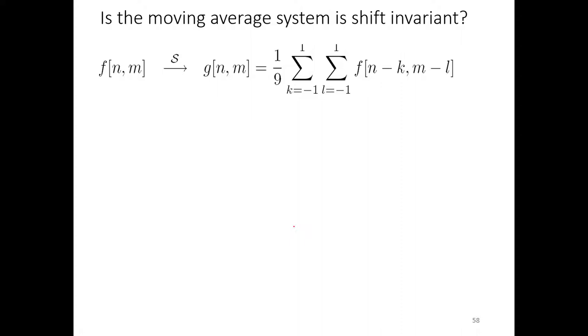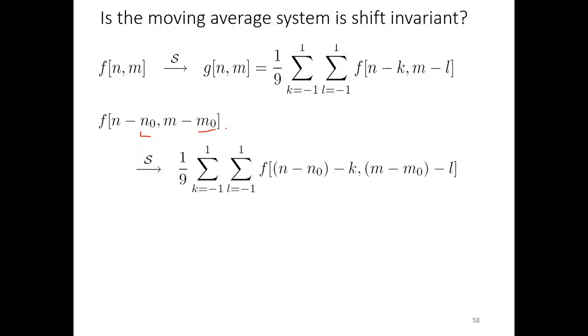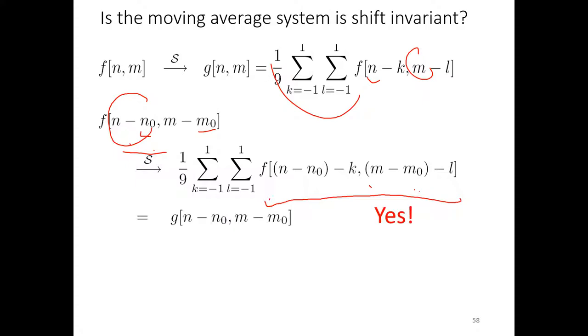Of course, we can just try to verify that from the definition. If I have shift invariance, let's say I first shift the image by m naught pixels, and then apply the operation to the shifted image. Essentially I just replace m by m minus m naught here. If I look at this, what is this? This is actually the same as the definition of g of m, n with m minus m naught and n minus n naught.